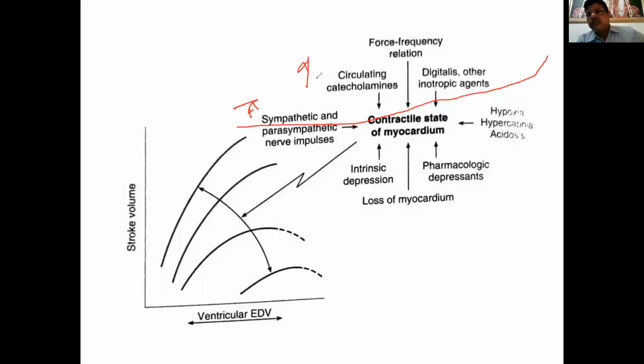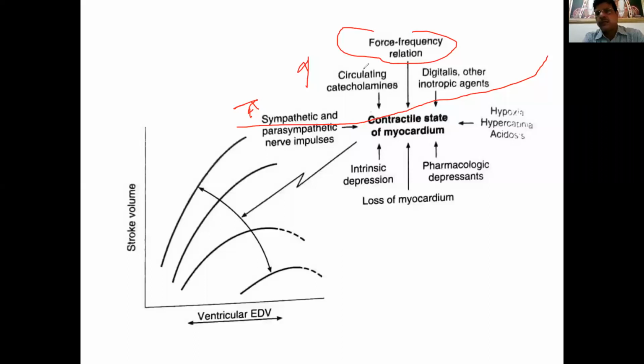what do you understand by the word catecholamines? Noradrenaline, adrenaline. There is one more. Starts with D. Dopamine. Yes, dopamine. So epinephrine, norepinephrine, and dopamine are called catecholamines.